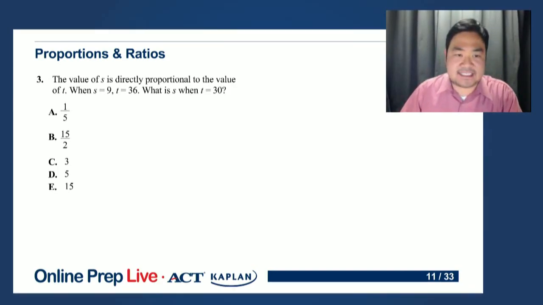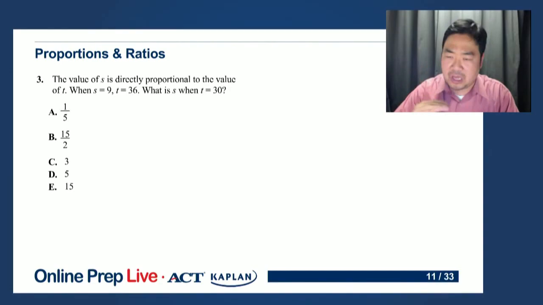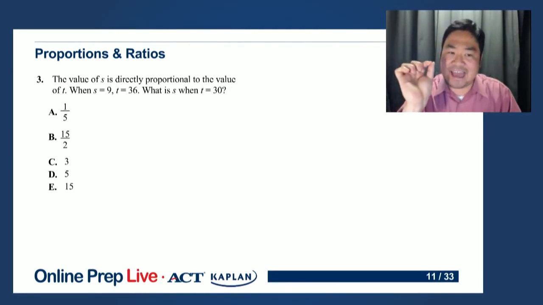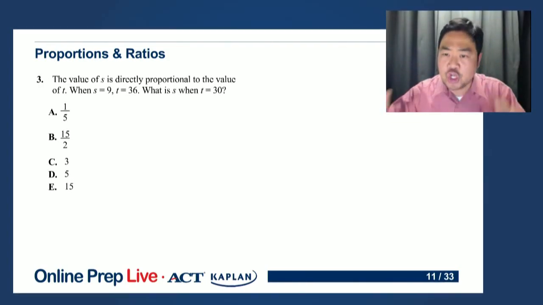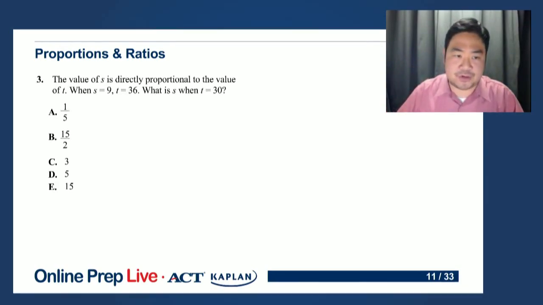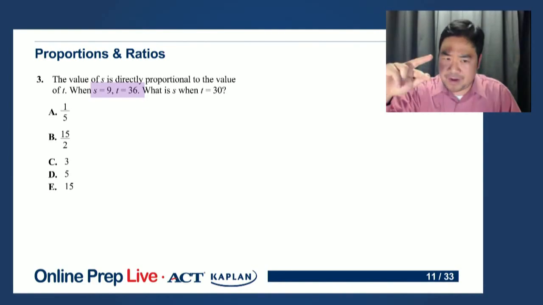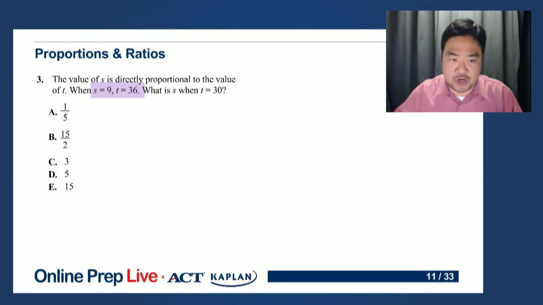The value of S is directly proportional to the value of T. So stop right here. When you see the words directly proportional, I want you to immediately think, all right, I'm going to set this up as 2 fractions that are equal to each other. That's what directly proportional basically means. 2 ratios equal to each other. When S is equal to 9, T is equal to 36. All right, well, they tell us S and T. These are 2 different parts of the ratio. So what is S when T is equal to 30?